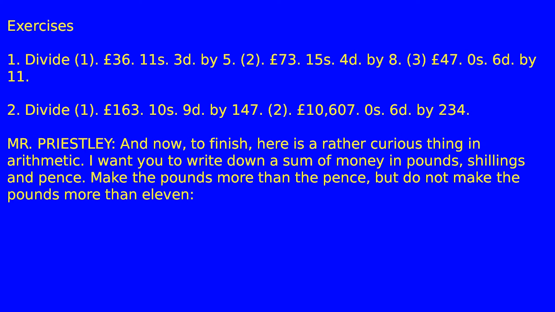Exercises. 1. Divide: 1. 36 pounds 11 shillings 3 pence by 5. 2. 73 pounds 15 shillings 4 pence by 8. 3. 47 pounds 0 shillings 6 pence by 11. 2. Divide: 1. 163 pounds 10 shillings 9 pence by 147. 2. 10,607 pounds 0 shillings 6 pence by 234.